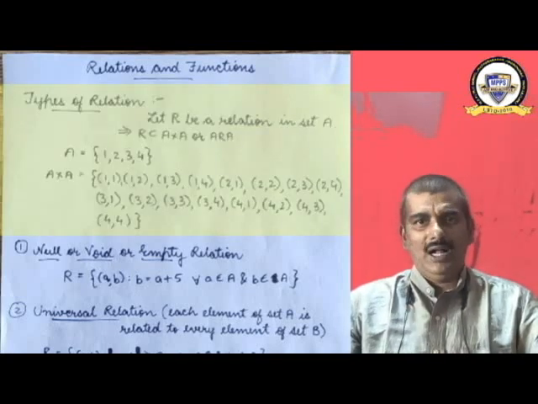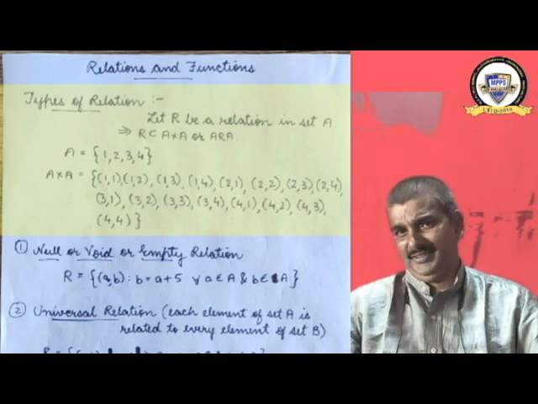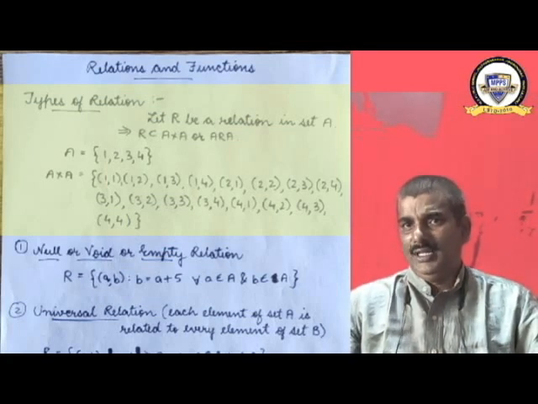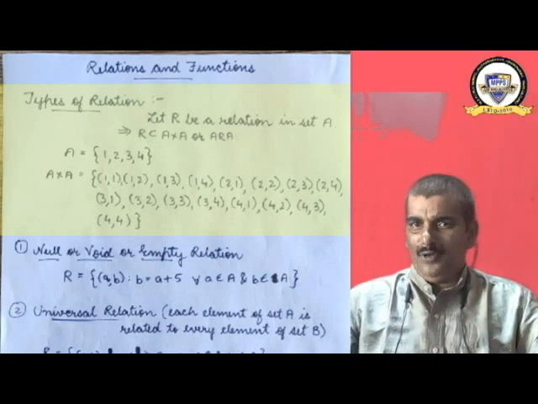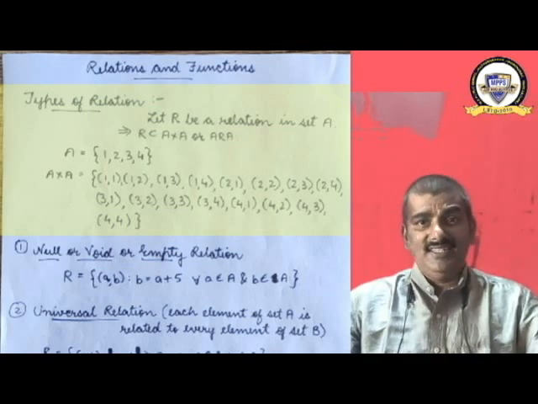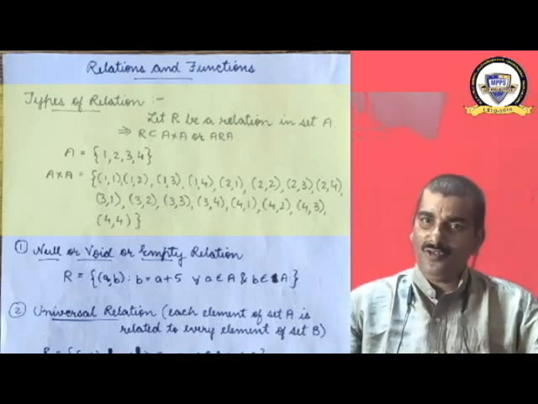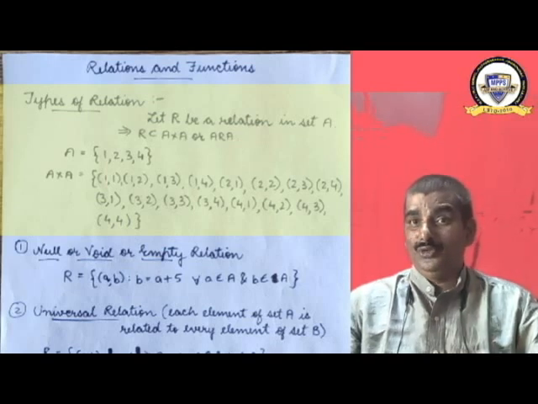Now we are going to study different types of relations. Relations are of different types. See, set A is equal to 1, 2, 3, 4. We are avoiding set B, and we are preparing a Cartesian product. Can you prepare a Cartesian product of set A is equal to 1, 2, 3, 4? Of course, we can prepare a Cartesian product of set A is equal to 1, 2, 3, 4.